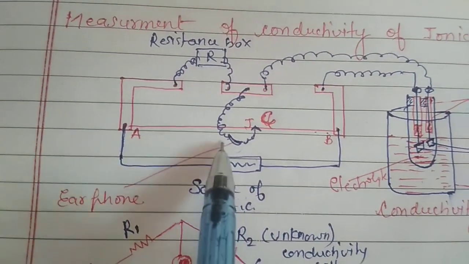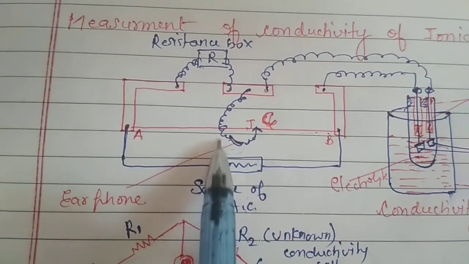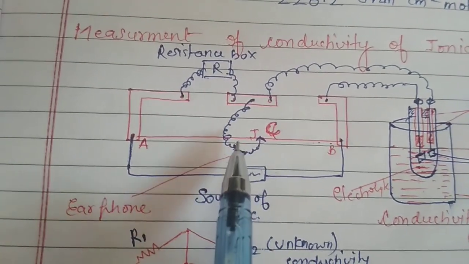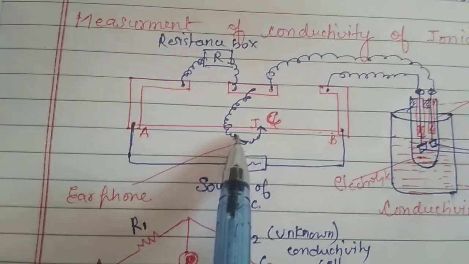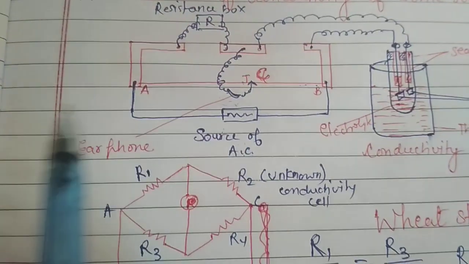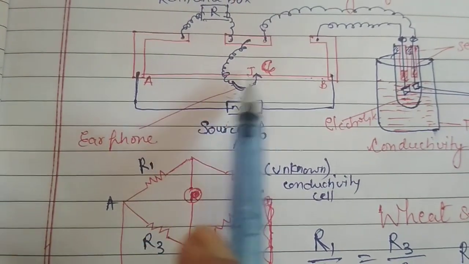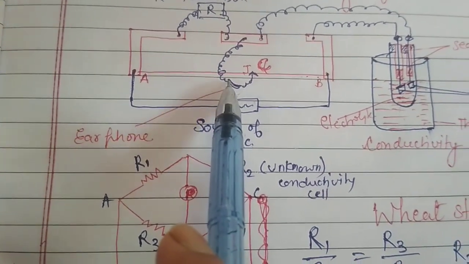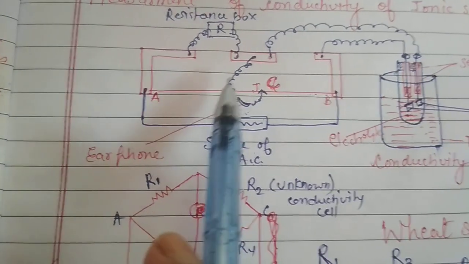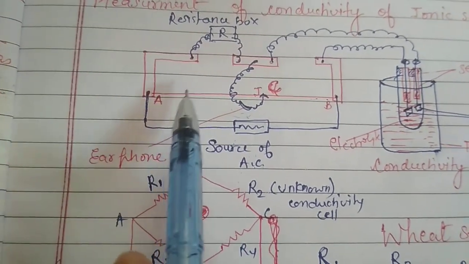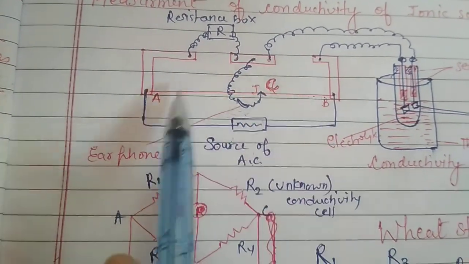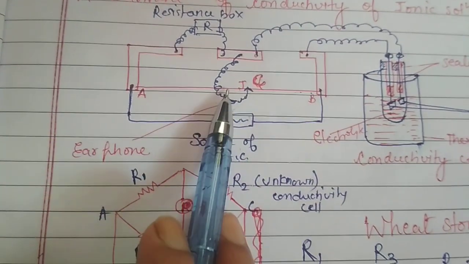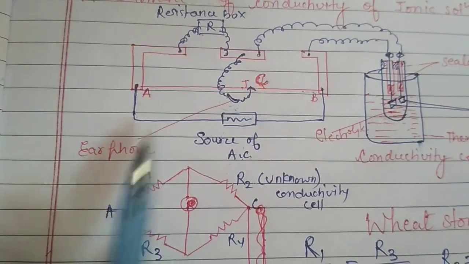But here the problem was that when we are taking the galvanometer connected to the jockey, we are not able to find out the accurate null point. You know what is a null point? Null point is that point at which no deflection of current would take place, with the help of which we can find out the value of different resistance for this wire. So that has been removed by taking an earphone.